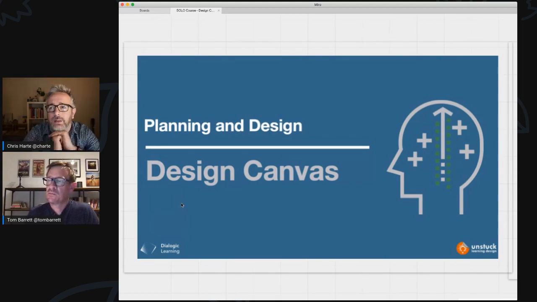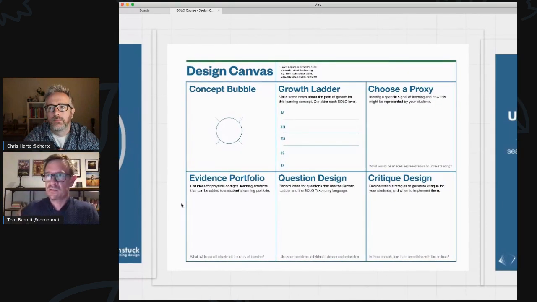So Tom, take us through then. What is the design canvas and how do we use it? So this is bringing everything together, and a little canvas that we've created here gives us the opportunity to look back upon some of those key techniques, methods, and tools that we've used so far in the course and bring it together at the point of design. And so let's have a look at what the canvas actually looks like.